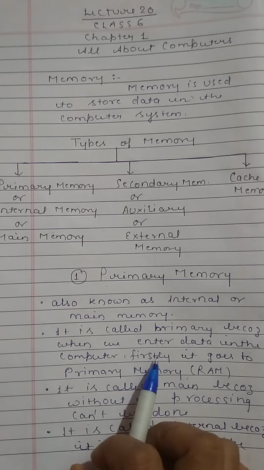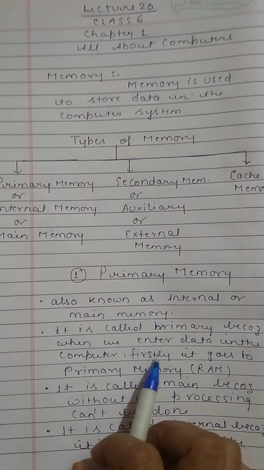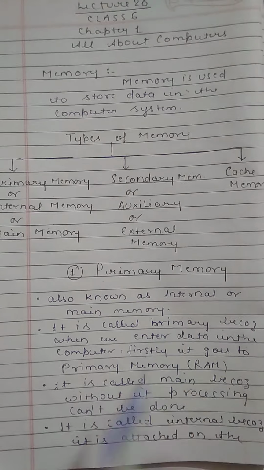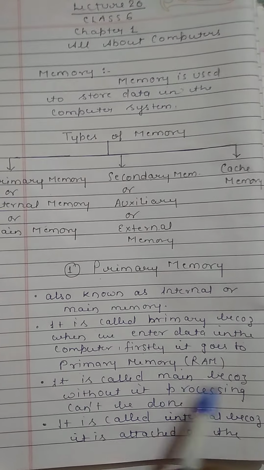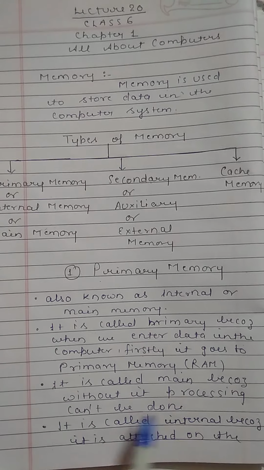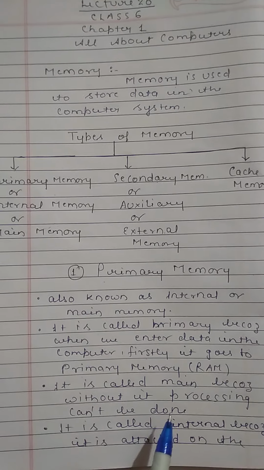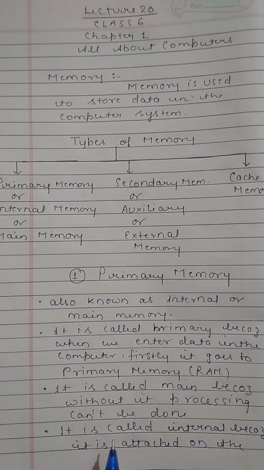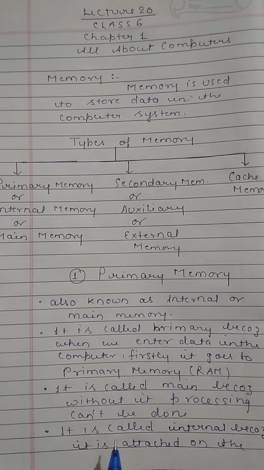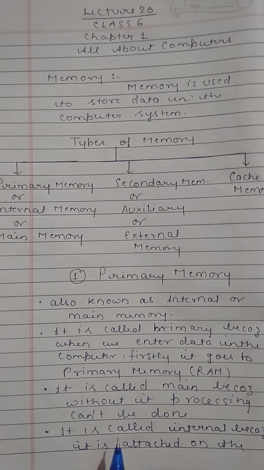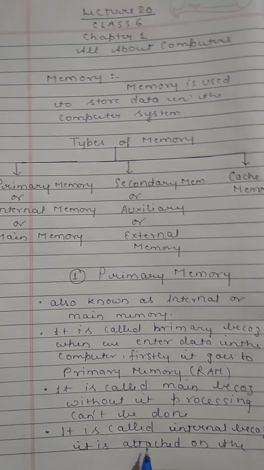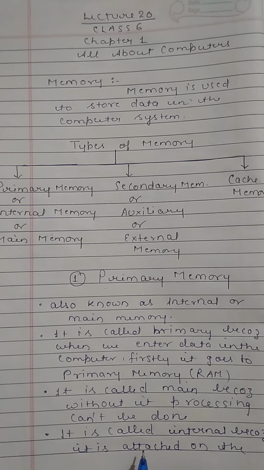Means when we input the data, firstly data will go to this memory, that's why it is called primary. Second, it is called main because without it processing can't be done. It means if we want to do processing in the computer system, then data needs to be there in the primary memory. Third, it is called internal because it is attached on the motherboard, not separately.